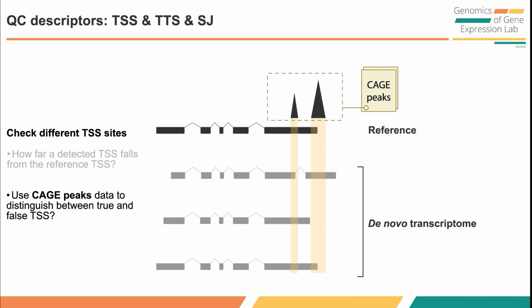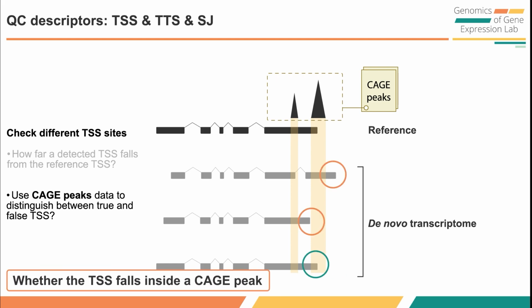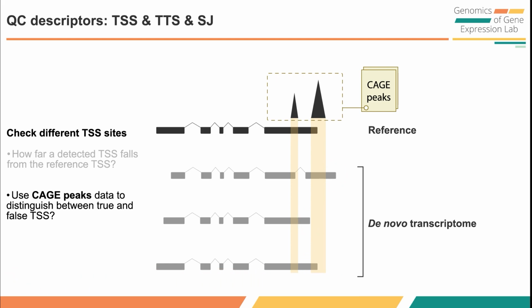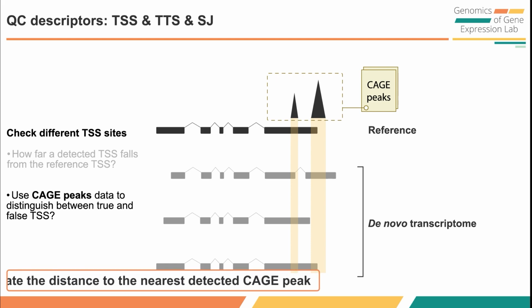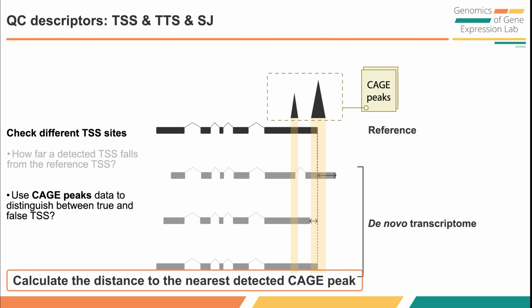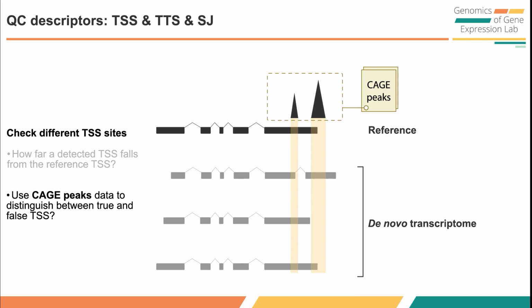First, it will evaluate whether the transcription start site of the different long-read-defined transcripts falls inside a CAGE peak. Then, it will calculate the distance to the nearest detected CAGE peak. All this information is used to distinguish between trustworthy and untrustworthy transcription start sites.